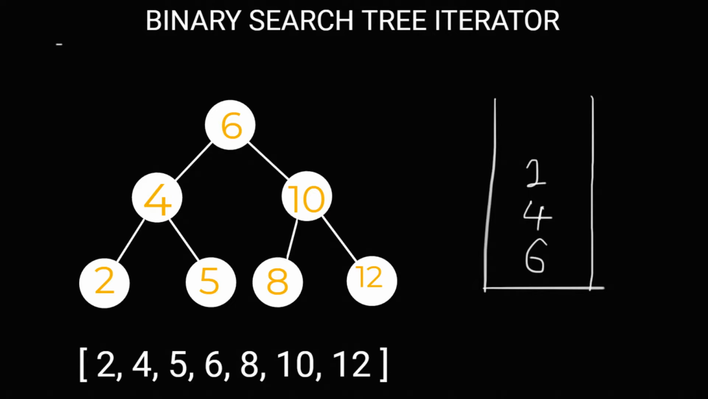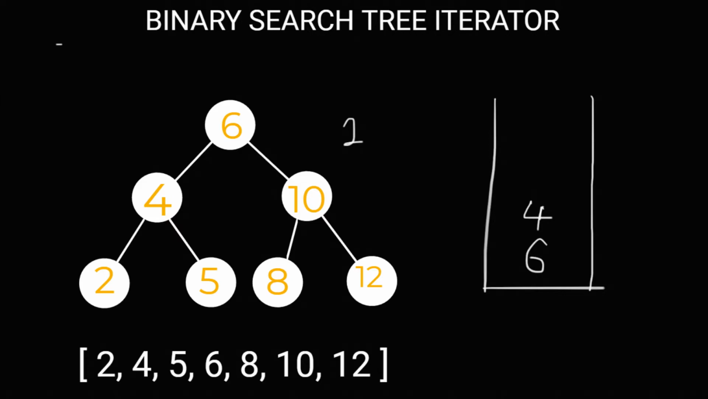So for instance, let's say we're implementing the iterator class. We pop 2 out, which is fine. Whenever we pop an element out, we ask, does it have a right child? No, 2 doesn't have a right child, so that's fine. So we pop 2 out. And then let's say we call the iterator.next method, and then we pop 4 out.